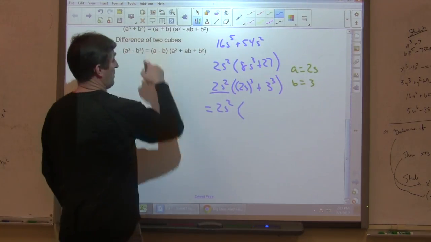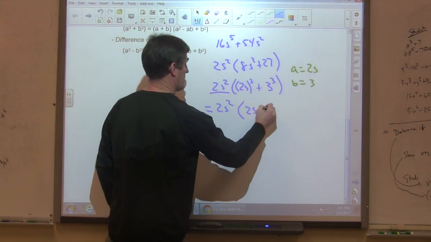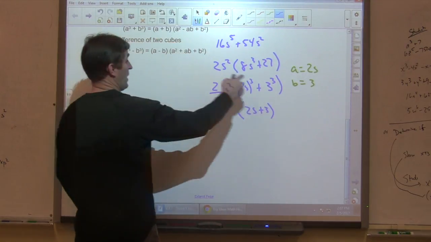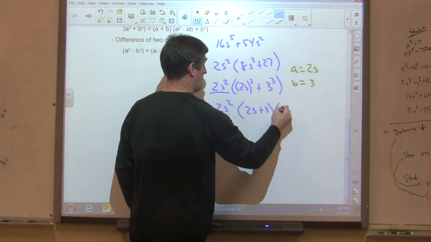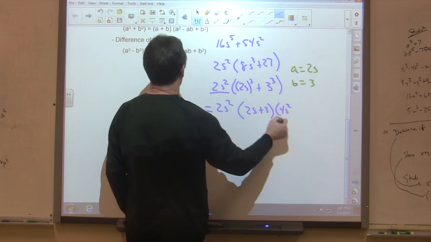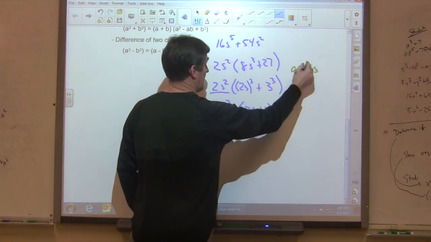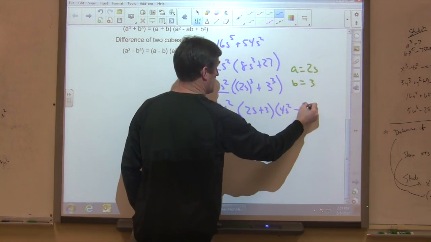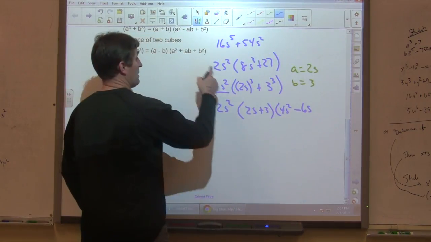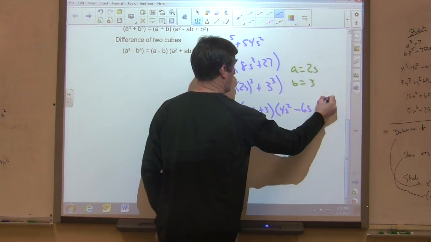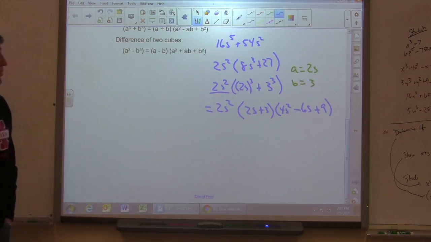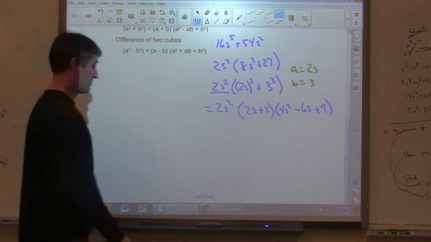So it would be a plus b, so 2s plus 3, and then a squared, so I have to square this whole thing, so that would be 4s squared, and then minus a times b, so 2s times 3 would be 6s, and then plus b squared, and 3 squared is 9, and we're done. So that would be how we could use the sum and difference of two cubes.